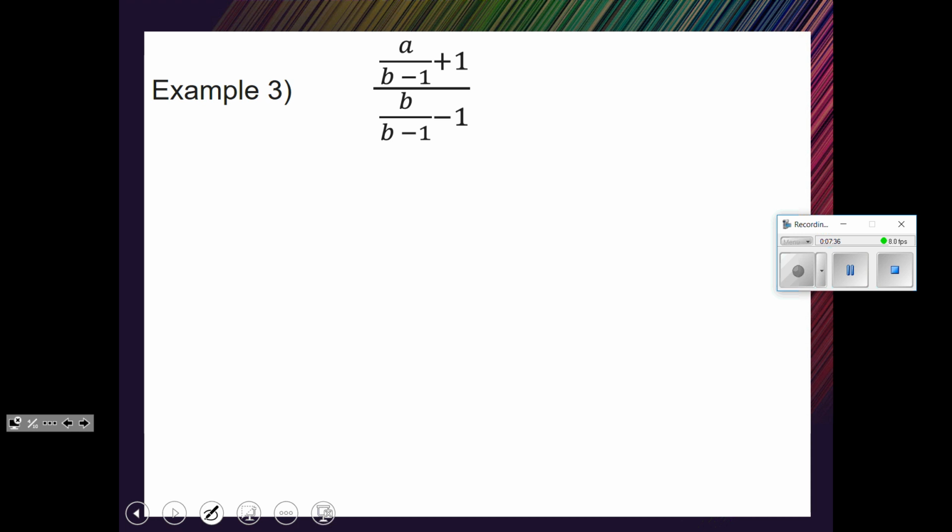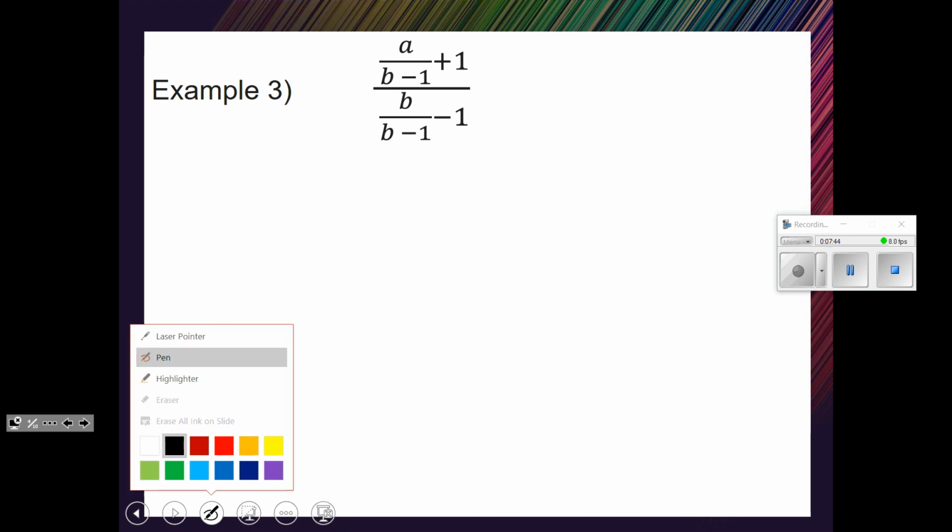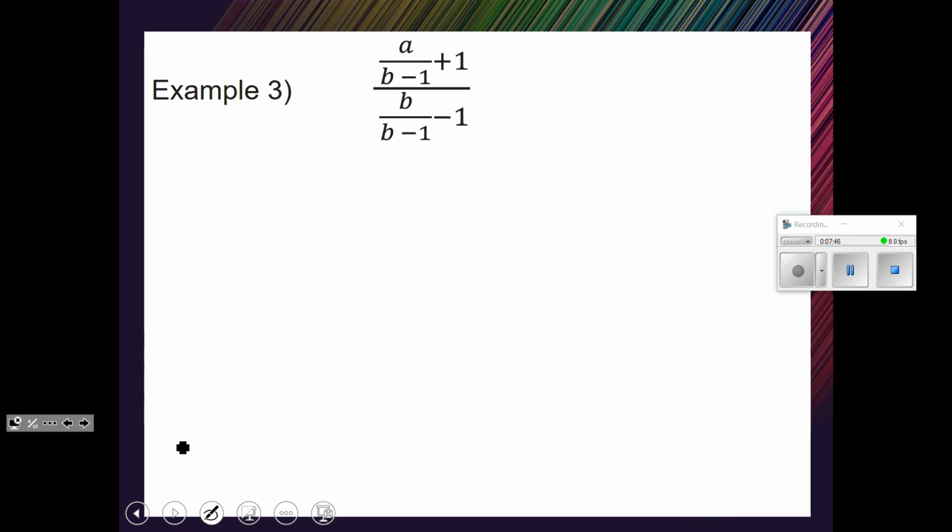Okay, so ooh, yuck, gross, disgusting, nasty fractions. This one's different because it's got a binomial in the denominator, but I'm going to treat it the same way. I'm still going to multiply by a common denominator. So it looks like the common denominator is going to be b minus 1. So I'm going to multiply by b minus 1 to the numerator and the denominator.